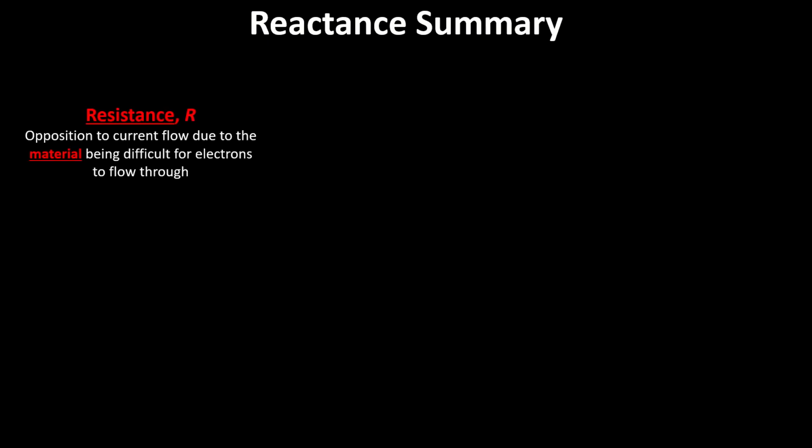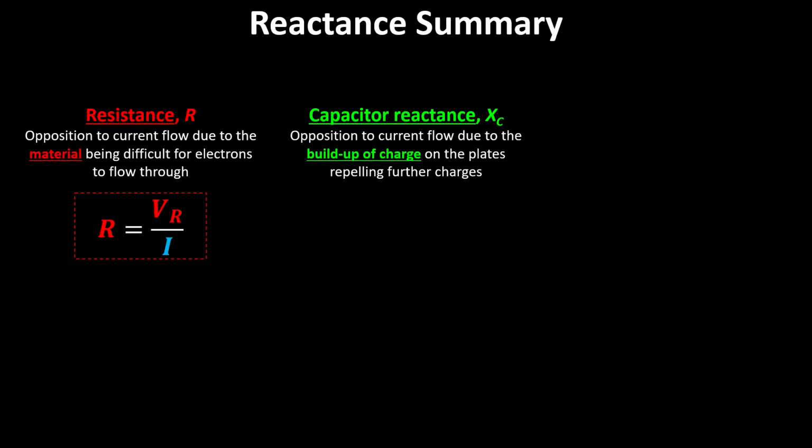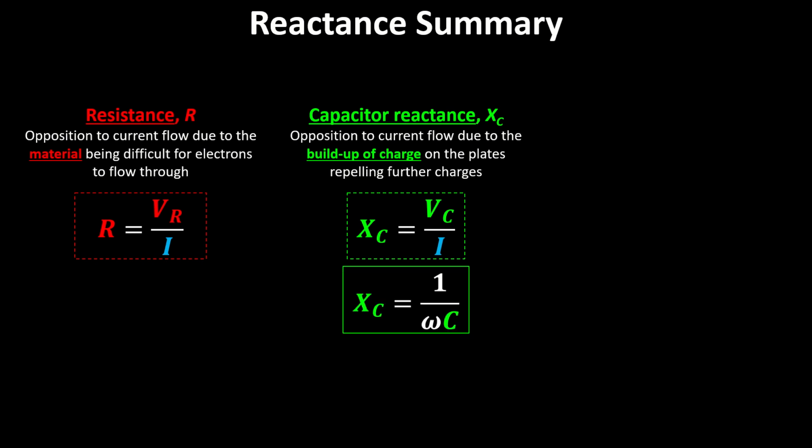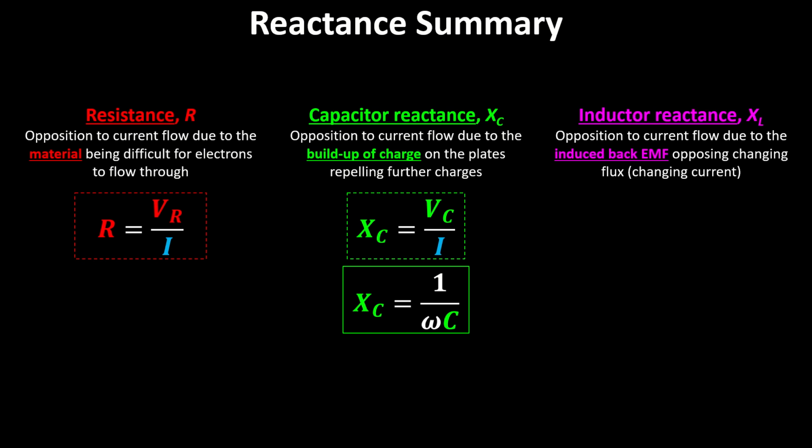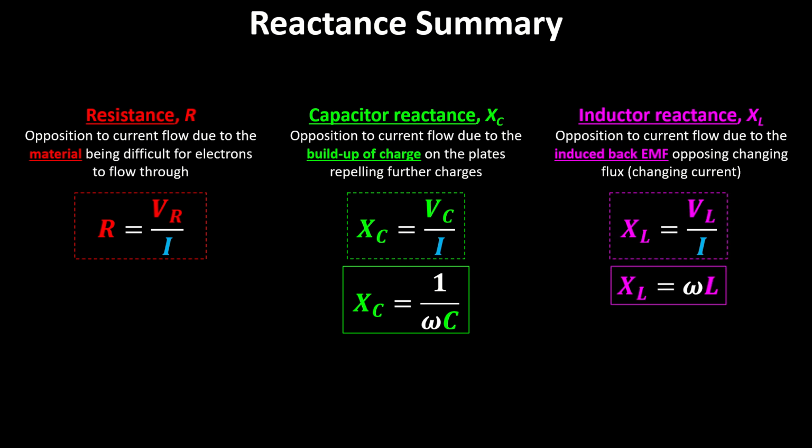This is just two different ways of calculating the same thing, given the information that you might have. Okay, so just to summarize all that, there's three different components. A resistor, which has opposition to current flow because the material is difficult for electrons to flow through, and we define resistance as resistor voltage divided by current. Capacitor reactance, which is opposition to current because of the buildup of charge on the plates of a capacitor, which is defined as voltage divided by current again, but we can also calculate it based on the angular frequency and the capacitance. And inductor reactance, which is opposition because of induced back EMF, which is again voltage over current, or in this case is omega L.